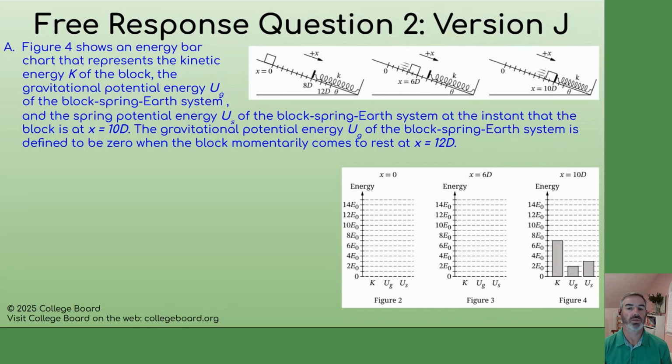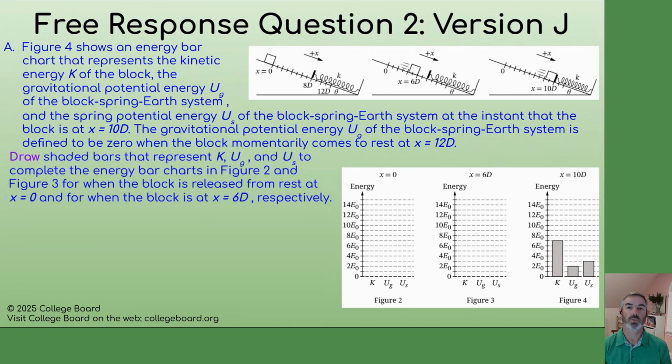So we are going to draw an energy bar chart for figure 2, which represents the initial position when it's at x equals 0 and not moving, and then also at position 6d when it is moving down the ramp and before it compresses the spring. We're going to draw bars on our energy bar chart representing K, UG, and US to complete our energy diagram in figures 2 and 3, when the block is released at x equals 0 and when it reaches x equals 6d, respectively.